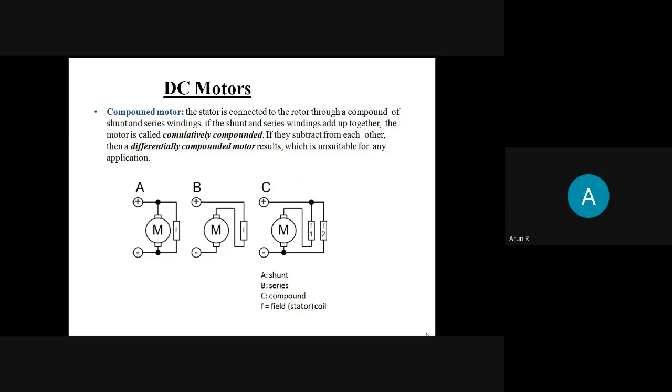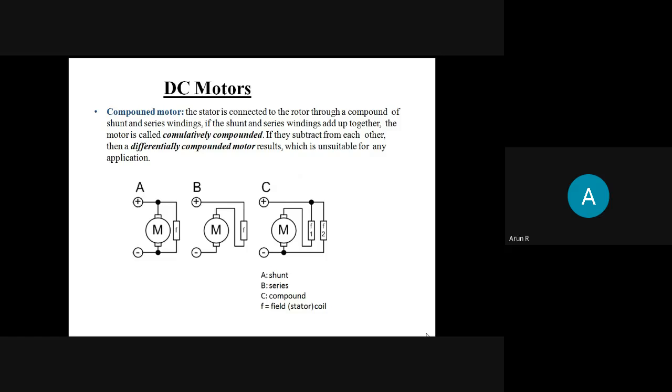Another form of DC motor is the compounded motor. The stator is connected to the rotor through a compound of shunt and series windings. If the shunt and series windings add up together, the motor is called cumulative compounded. If they subtract from each other, then a differentially compounded motor is seen. So we can use them for various applications based on the requirements.